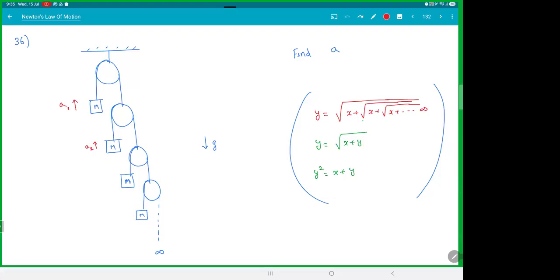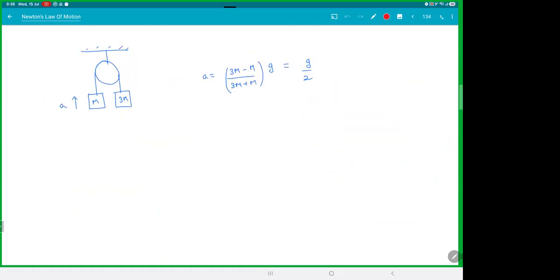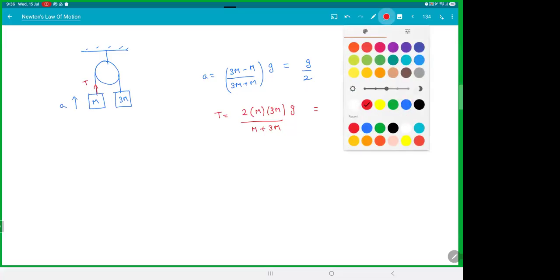So how to do it? Remember this thing. Whenever you want to find the acceleration of any block, find the tension. The game is always with the tension. So find the tension here, T. If you know the tension in the string, you can calculate the acceleration for any one. So don't look at the acceleration, look at the tension. This would be how much? 6 mg by 4, that is 3 mg by 2. That's the tension in the upper block.